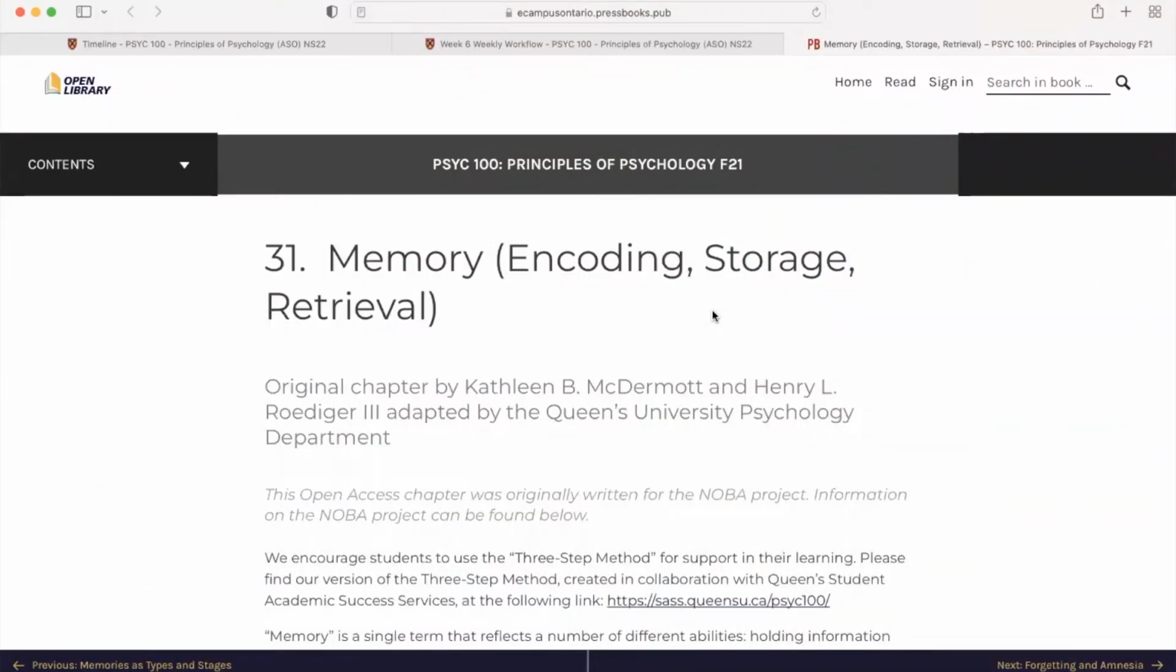We are on week 6 in our journey through the Queen's University Psych-100 course. And chapter 6 is all about memory. So let's get started. Memory, encoding, storage, retrieval.